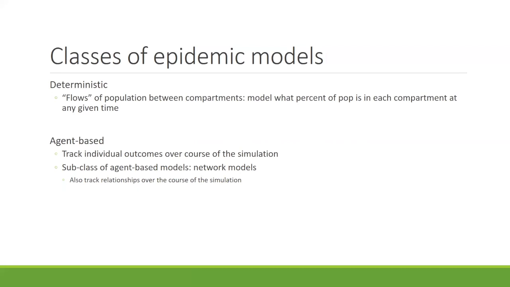But as I'll point out, they get exponentially more complex the more things you want to account for in your compartments. And the other broad class is an agent-based model, where rather than thinking about portions of a population, we're actually tracking individual outcomes over the course of the simulation. I specifically work in a subclass of agent-based models, which are network models, where not only do we track each individual person's progress in our simulation, we also track relationships over the course of the simulation.